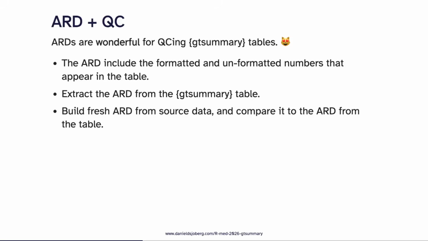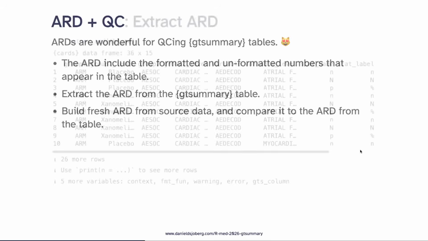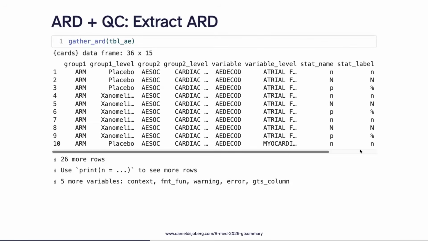So here we are, and one way to QC is to build your ARD, your gtsummary table, extract the ARD, and rather than doing a programmatic reprogramming of the table and trying to compare the tables after they've already been built, what you can do is extract the ARD from your gtsummary table and then build an ARD and just compare the ARDs. Because those ARDs are just data frames, it's very, very simple to compare them. So let's take that adverse event table and gather the ARD from it.